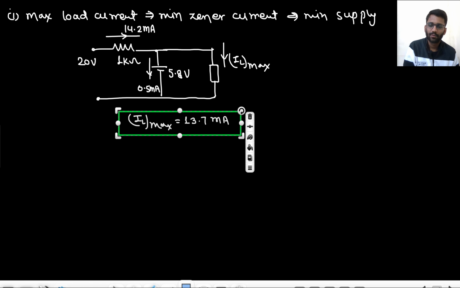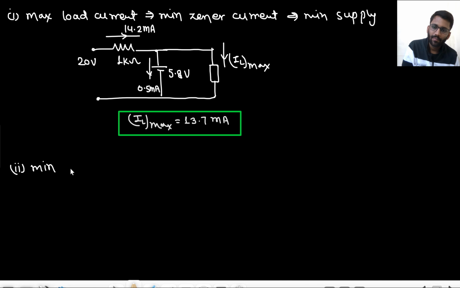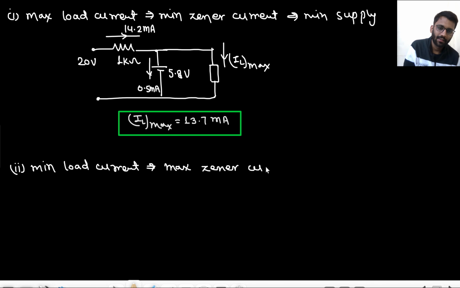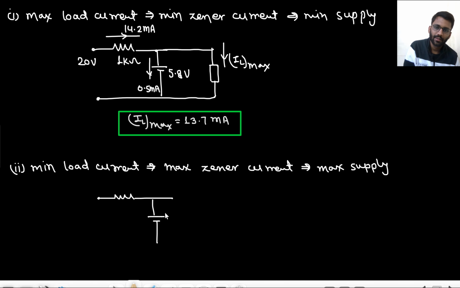That's it. And for the second case, minimum load current, that means maximum Zener current, and maximum Zener current means maximum supply. So you will give the maximum supply, that means you will give 30 volt here. The Zener will certainly go into breakdown.